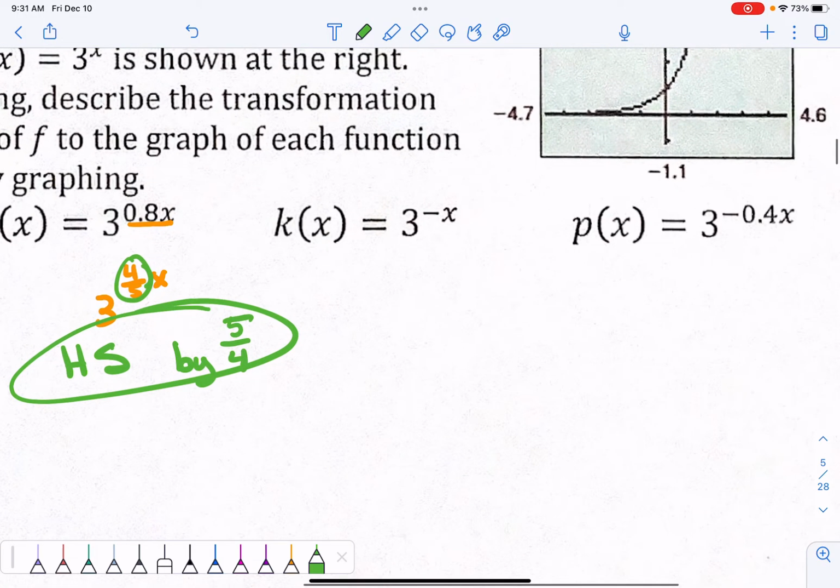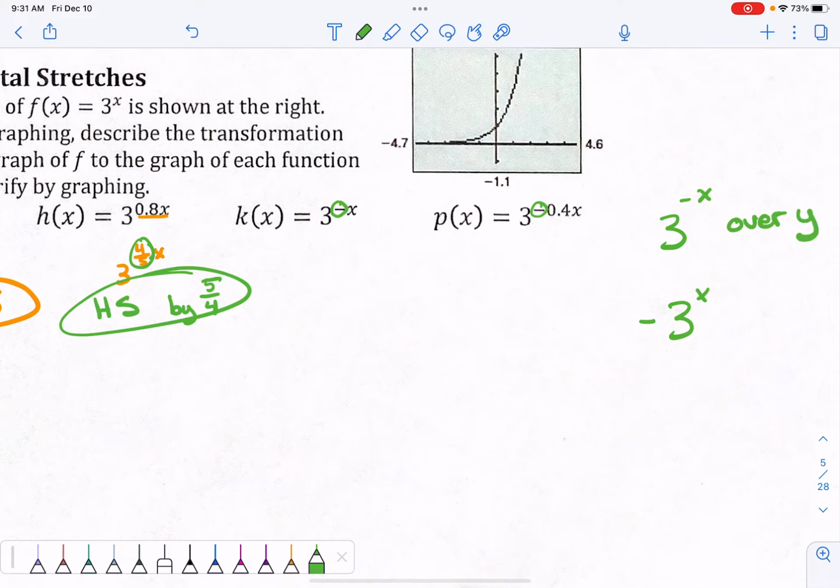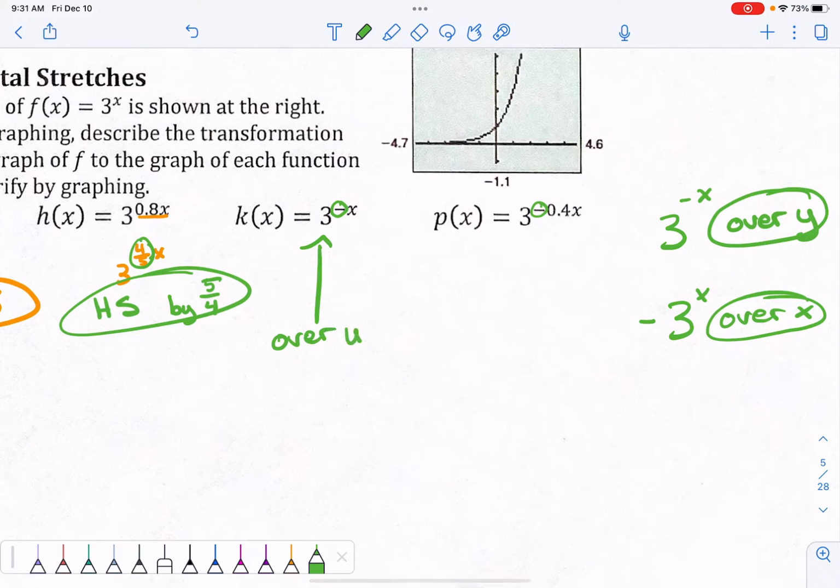All right, now we have negatives that are involved. Okay, and the rule for negatives is if it is 3 to the negative x power versus negative 3 to the x power, this is over the y-axis, and this one's over the x-axis. Okay, so those are those rules. If you have a negative in the exponent, it's over y. If you have a negative down in front, it's over x. So this guy is just reflecting over the y-axis.